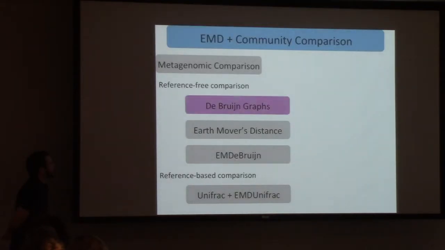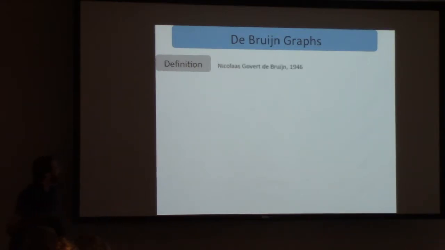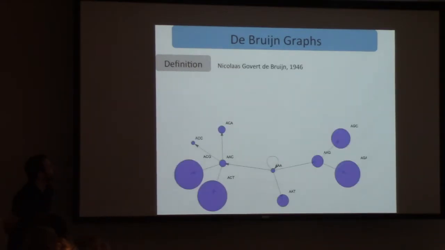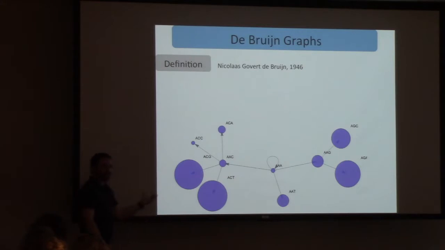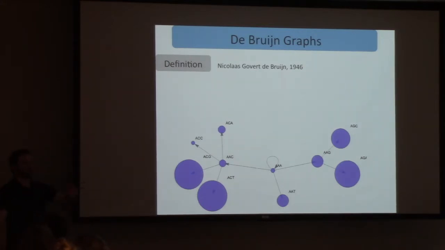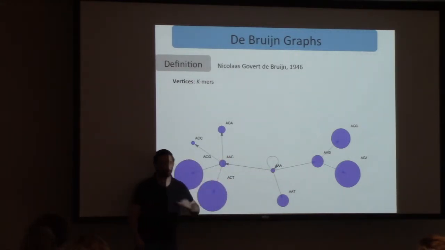Okay, so how are we going to do this? I'm going to do this with De Bruijn graphs. So, recalling what a De Bruijn graph is, we have a graph, nodes, edges. Our vertices right here are going to be k-mers of a fixed size. K is going to be different sizes at different points in this talk. And we draw an edge here if the tail of this one matches the head of that one.